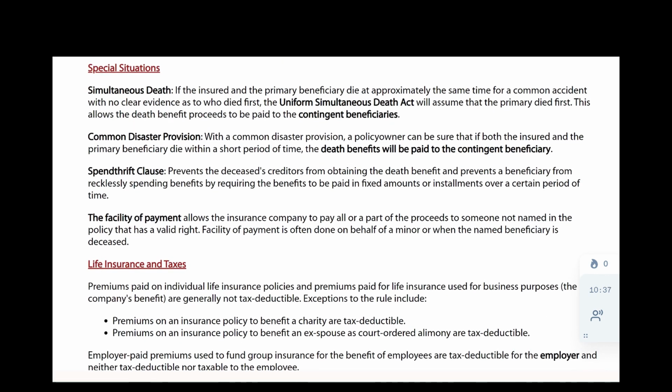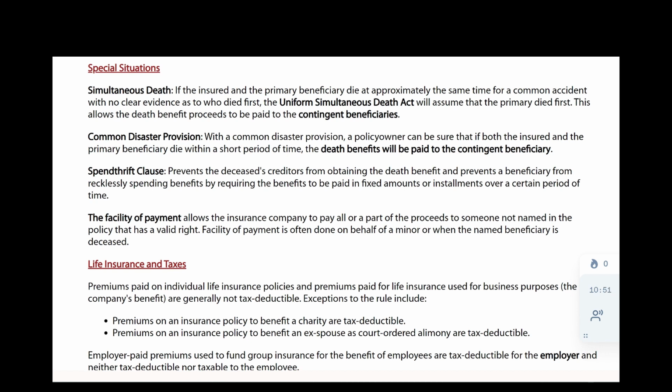Special situations: simultaneous death. If the insured and the primary beneficiary die at approximately the same time in a common accident with no clear evidence as to who died first, the Uniform Simultaneous Death Act will assume that the primary died first. This allows the death benefit proceeds to be paid to the contingent beneficiaries.